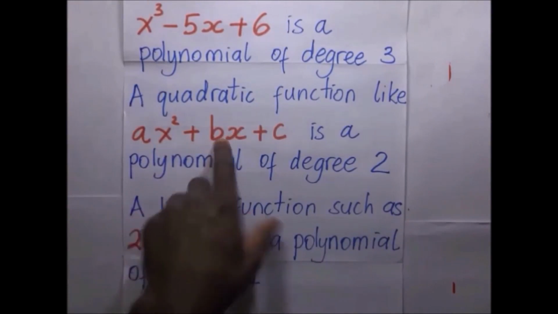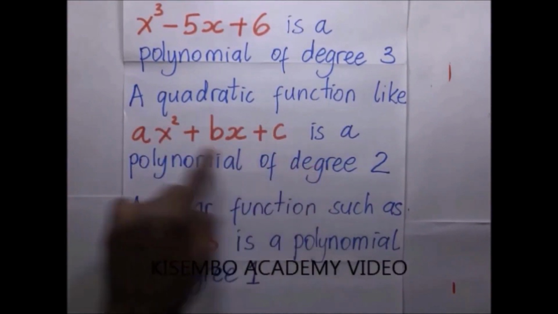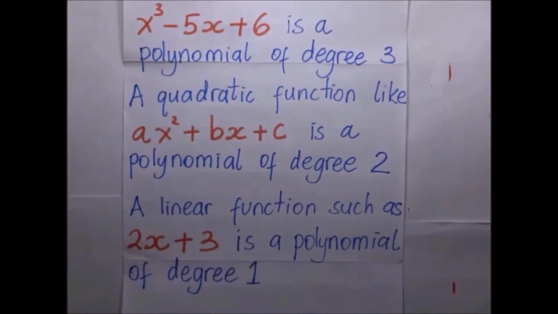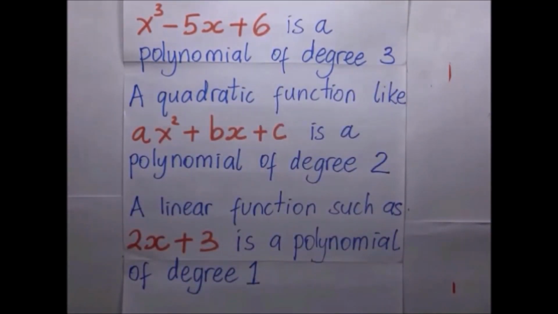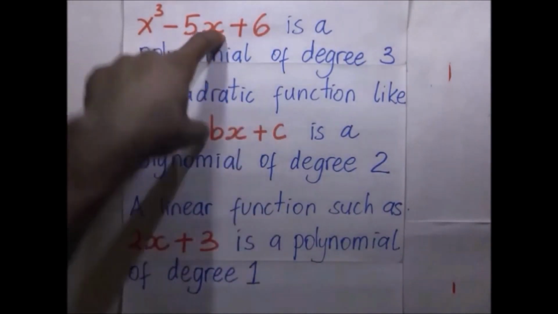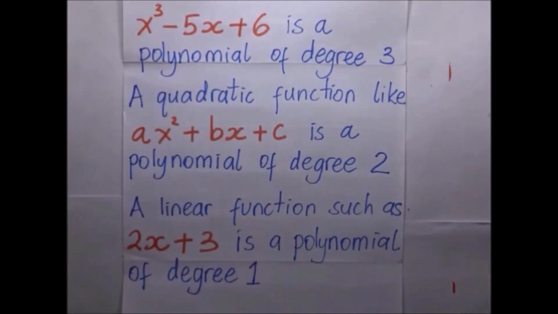Ax squared plus bx plus c is a polynomial of degree 2, and polynomials of degree 2 are what we actually call quadratic equations. Then a linear function is a polynomial of degree 1. Now when we say degree 1, degree 2, degree 3, we are actually talking about the highest power in that equation. Here, this x has got power 1, but we will only look at the highest power, and that is how the name is baptized.